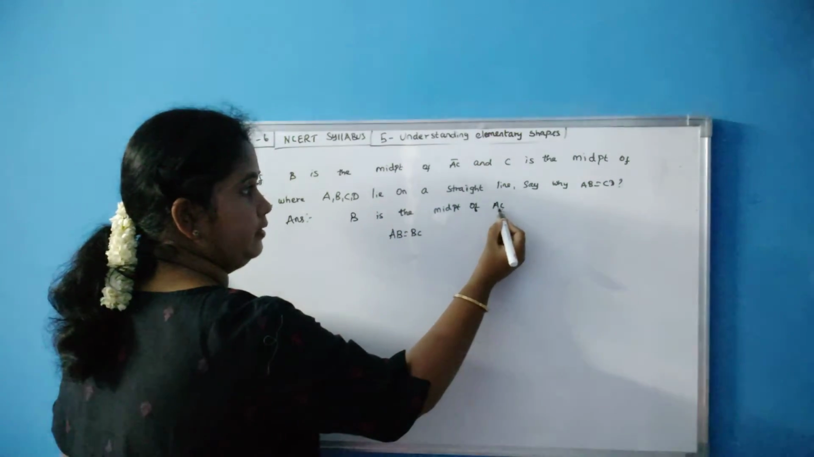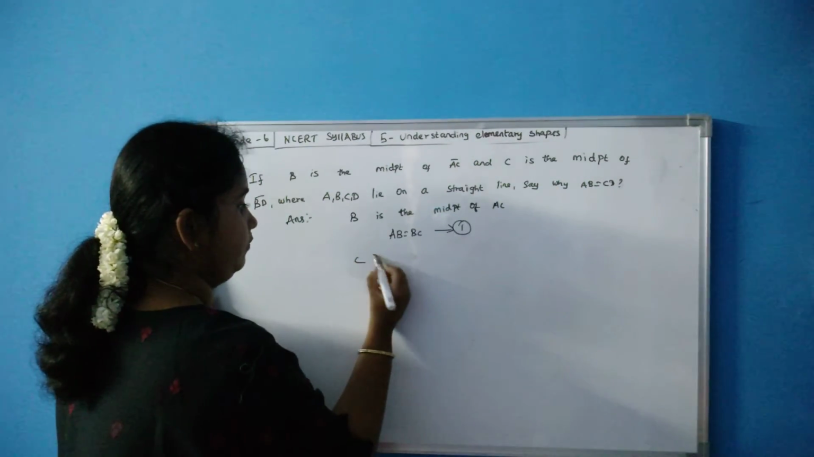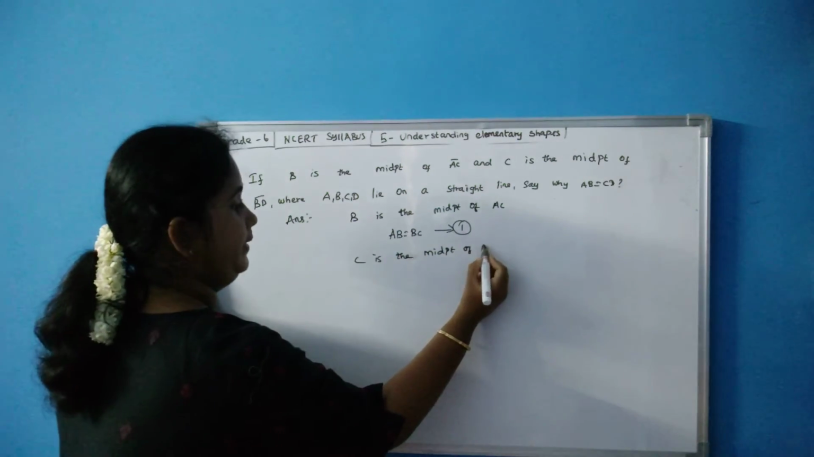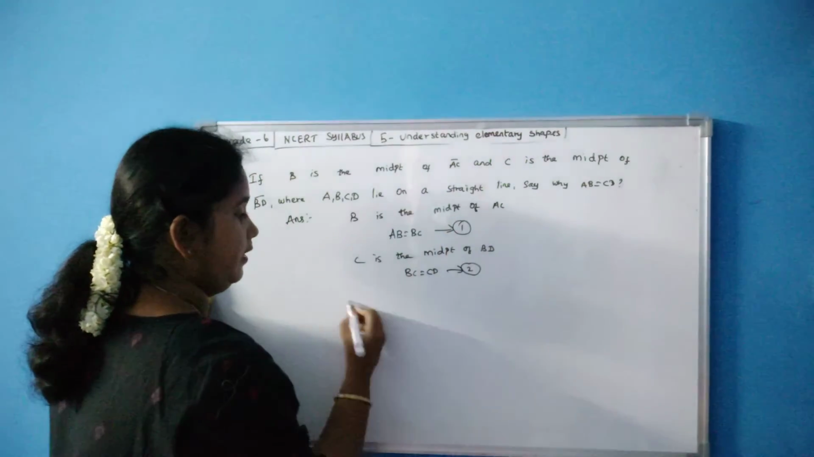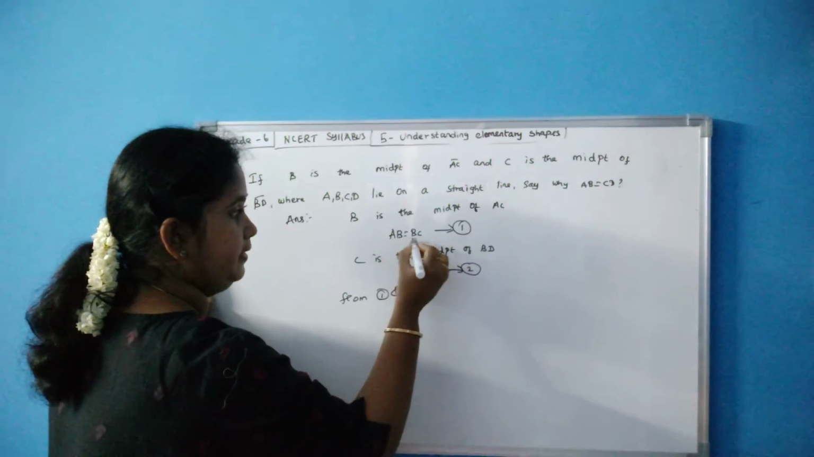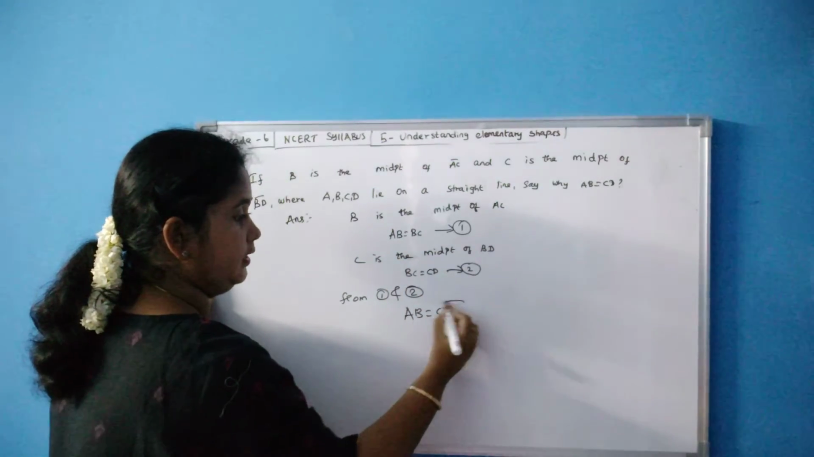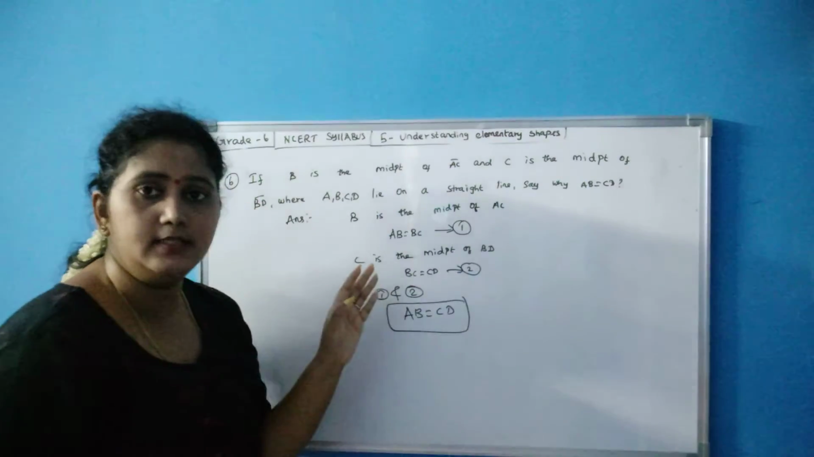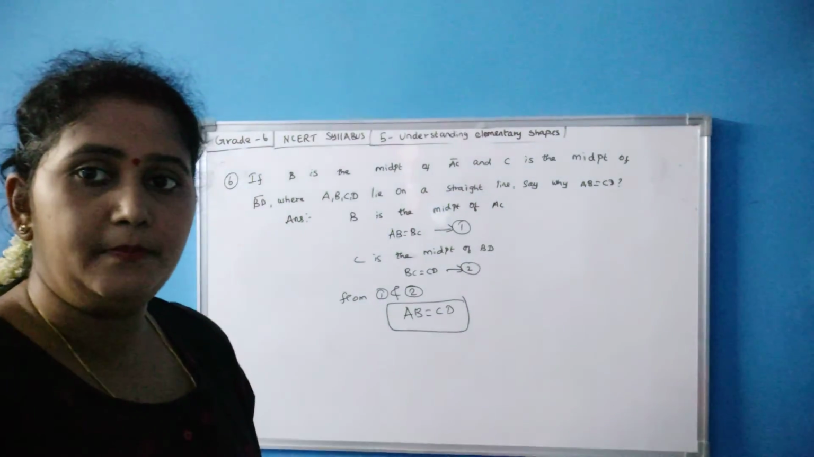Just I am inserting B here. Okay, AB equal to BC. So consider this to be 1. Now C is the midpoint of BD. So you can write BC is equal to CD. This is 2. See, from 1 and 2, you can see that BC cancels, AB is equal to CD. So this is your answer. They asked why AB equals CD, because B and C are the midpoints. That's the answer. Okay, now we will move on to the last sum.